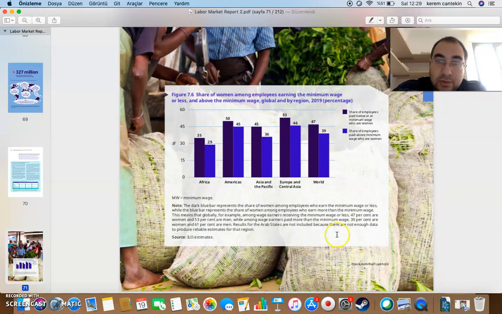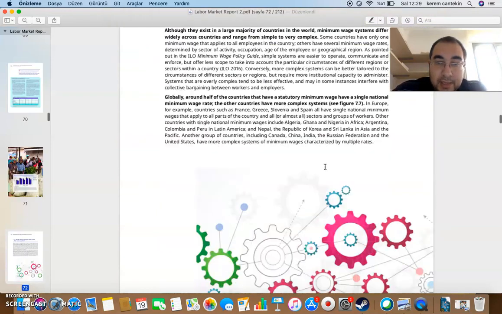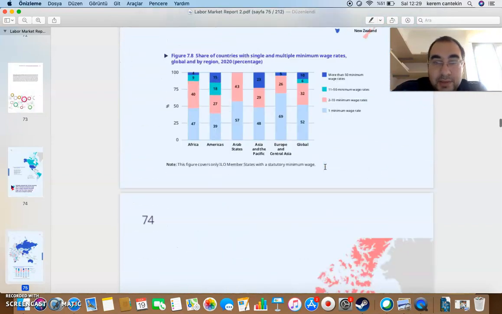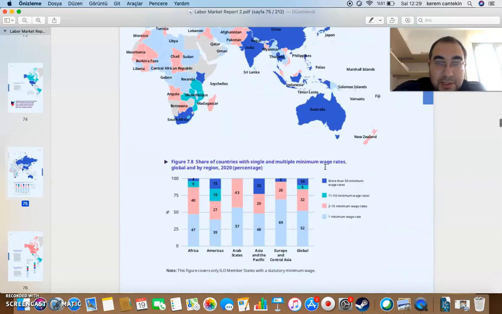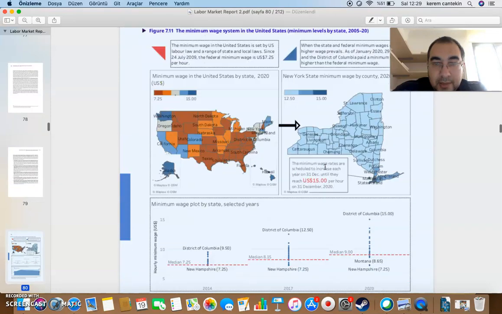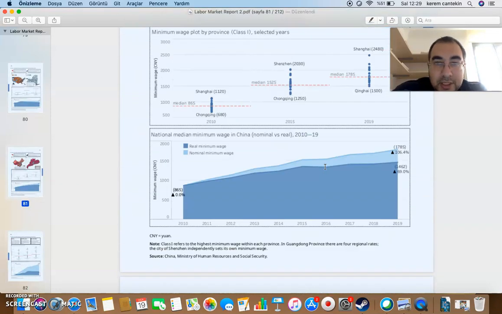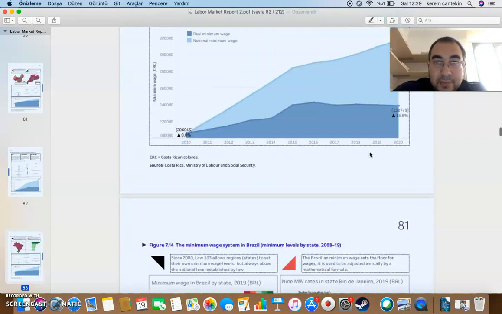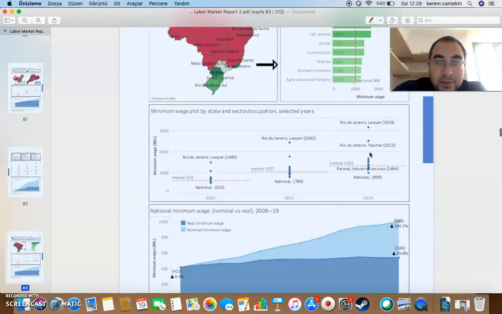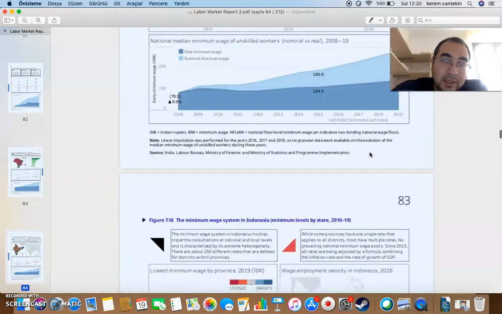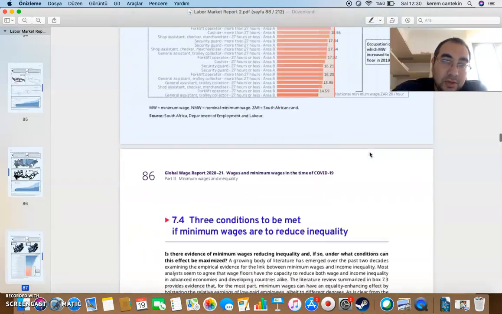Okay, and you can see here also the numbers in a different way of presentation. And just if you are interested, there is another global table. You can see how minimum wage is set, as some countries have multiple minimum wage levels, basically. And also, you can see in China how minimum wage has increased, the real minimum wage and nominal minimum wage, basically, since 2010. Or the minimum wage for non-qualified workers. So, as I said, there is a lot of information on the minimum wage in different countries and also different aspects of it.